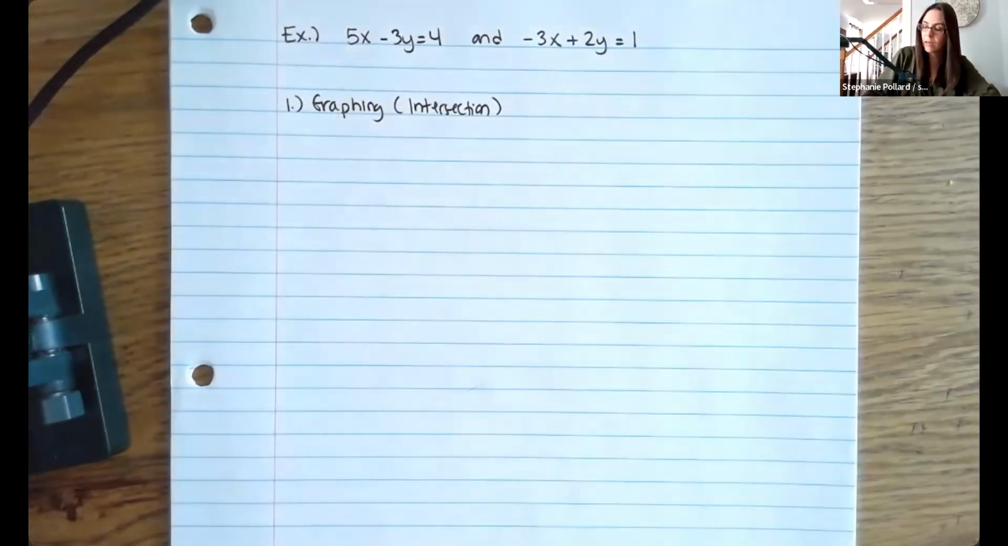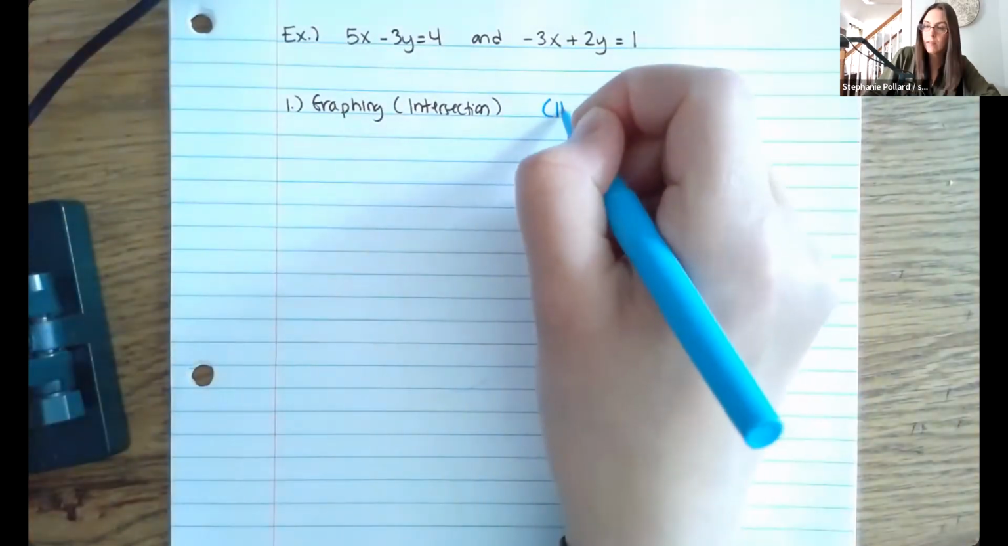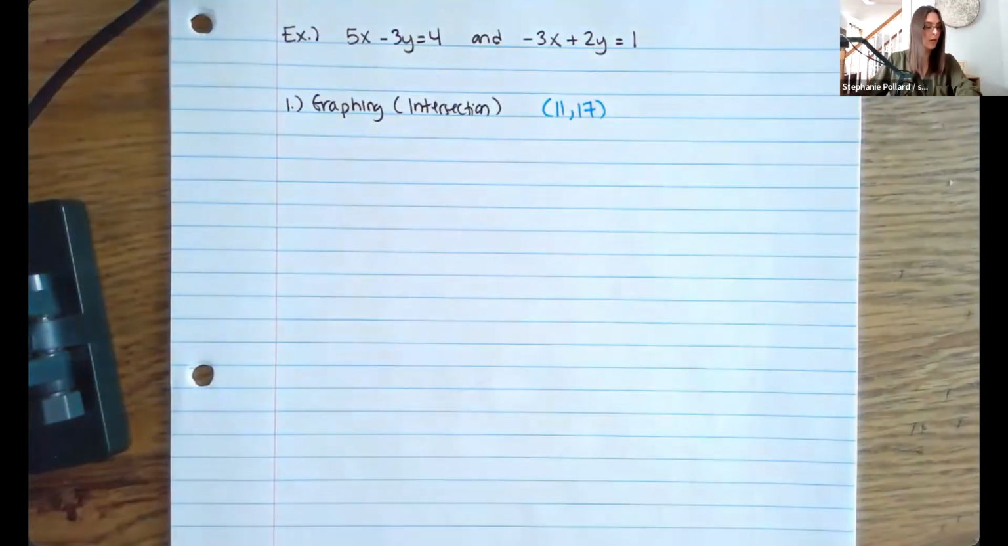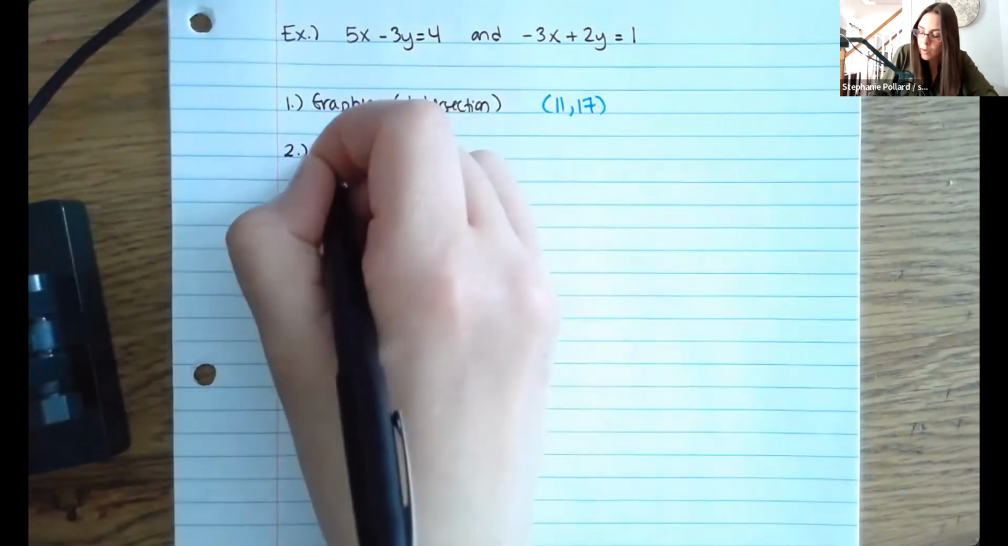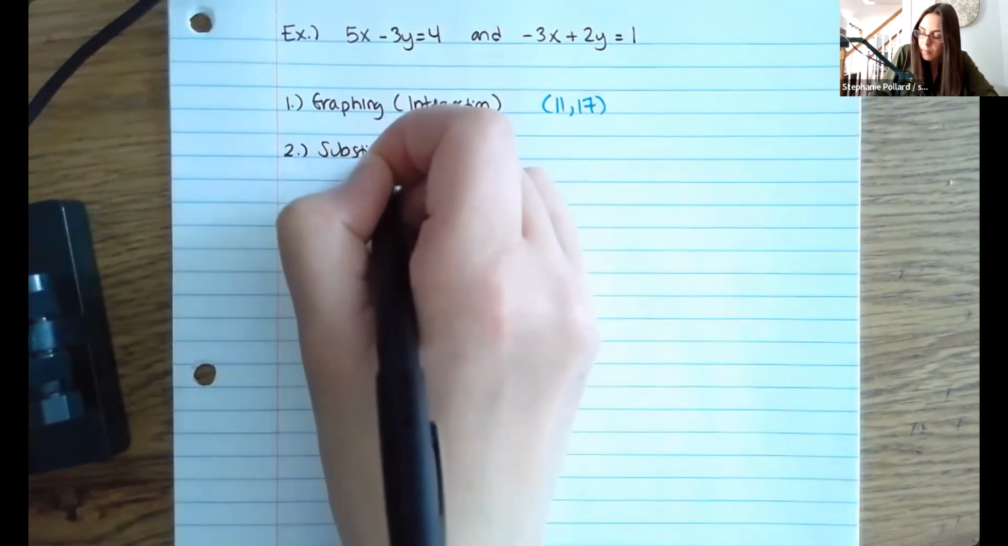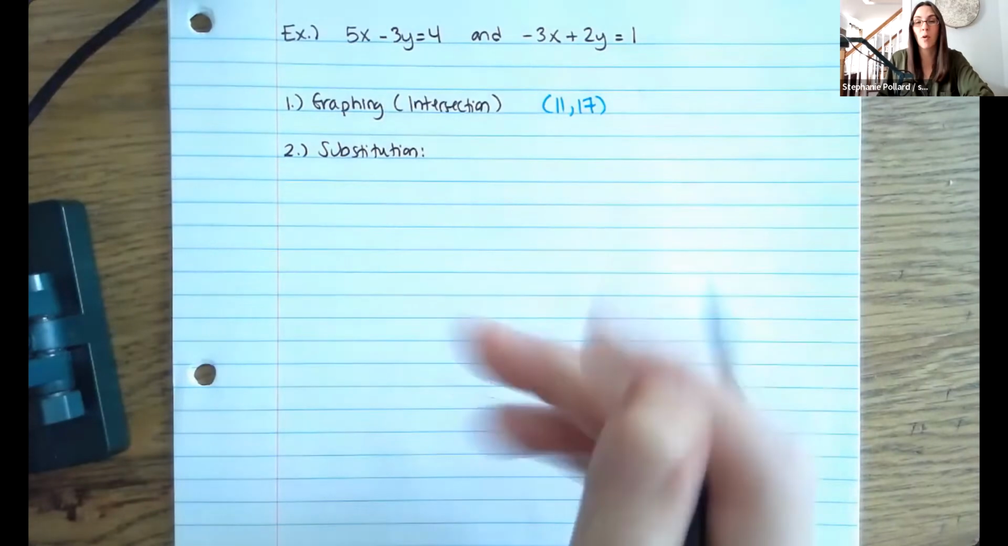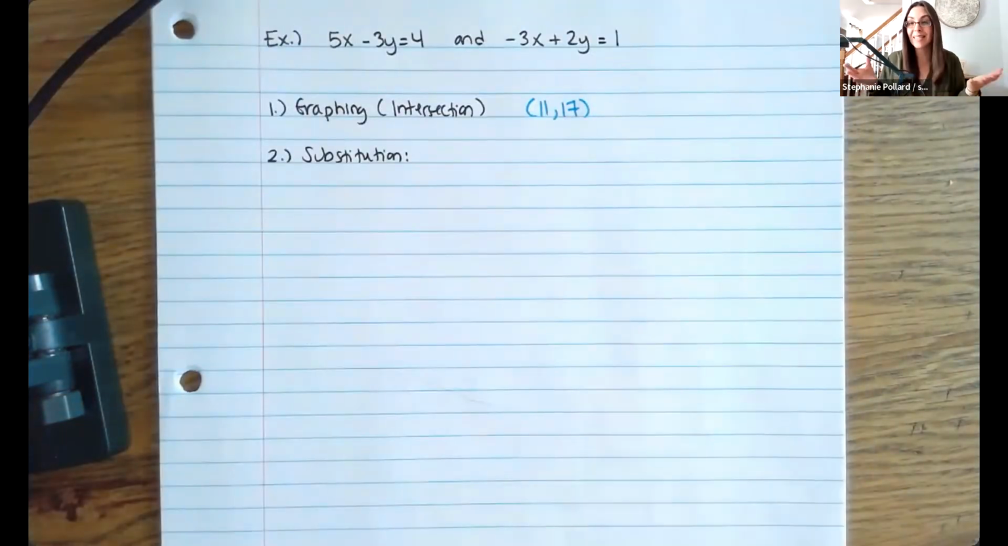So again, our guess here was (11, 17) is what it looks like, but we're going to go ahead and do our algebra. Now I'm going to do both methods just so you can see it one more time. But really, you don't have to solve using both methods every time, right? You would use the one that's easiest. Sometimes one is easier than the other.